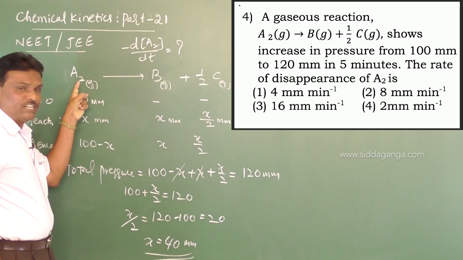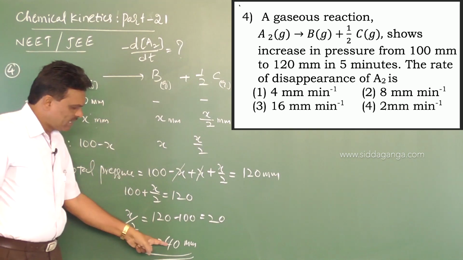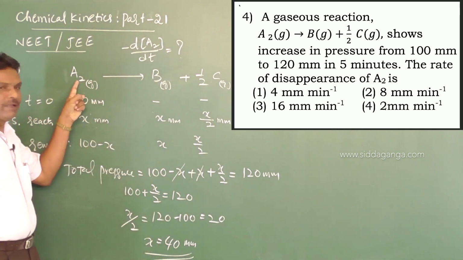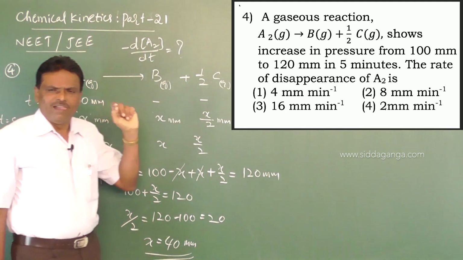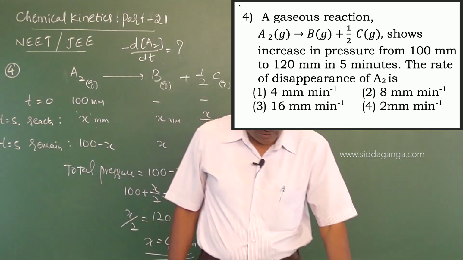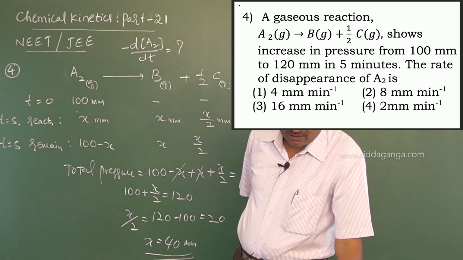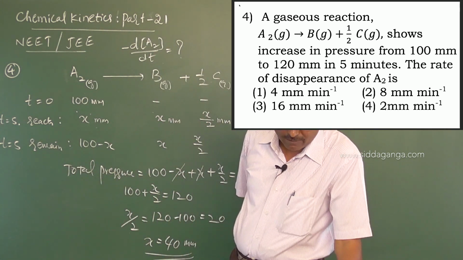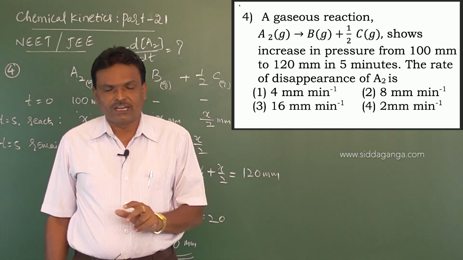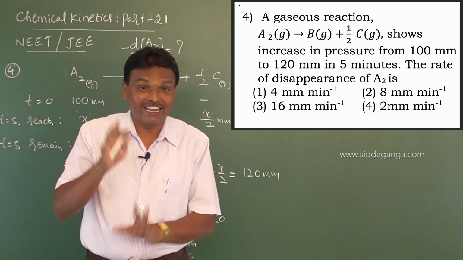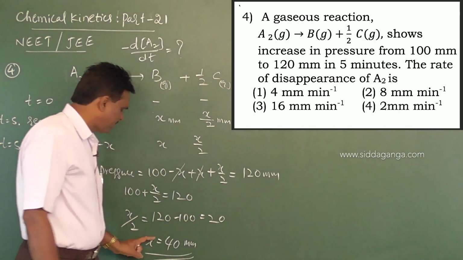100 millimeter of mercury is the initial pressure. Then what is the pressure exerted by A2? 60. Got it? So that 60 millimeter of mercury is the pressure exerted by A2. That is, look at the initial concentration and final concentration and observe.